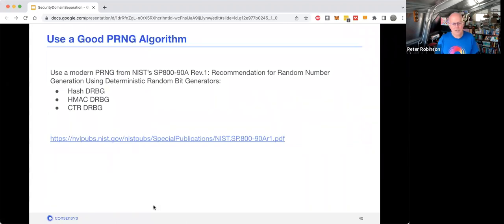So that's why you should use, as a starting point, a good PRNG algorithm.